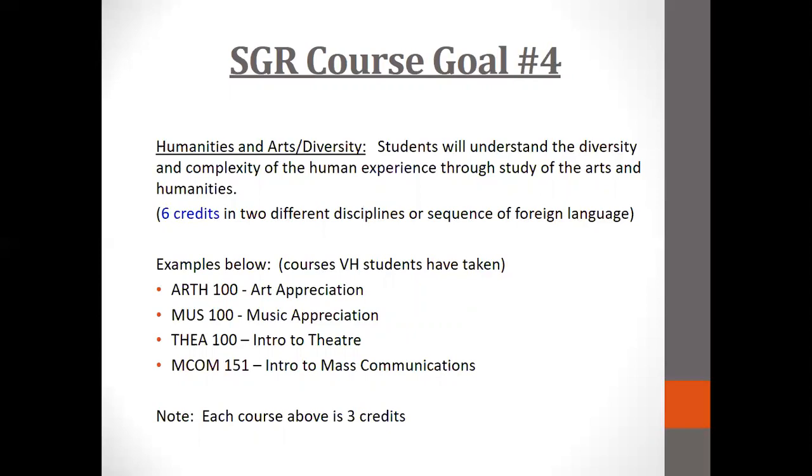So the colleges want students to understand the diversity and complexity of human experience through the study of arts and humanities. Again, they're going to want you to have 6 credits in 2 different disciplines or a sequence of foreign language. So if you take Spanish 1, you can take Spanish 2, and that is your full SGR goal number 4. Examples that Fiber Curly students have taken in the past is art appreciation.